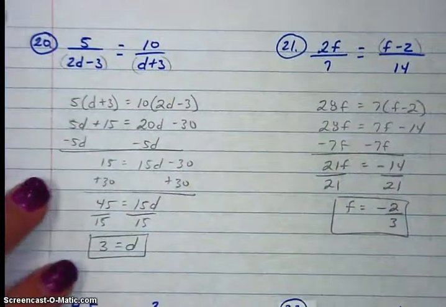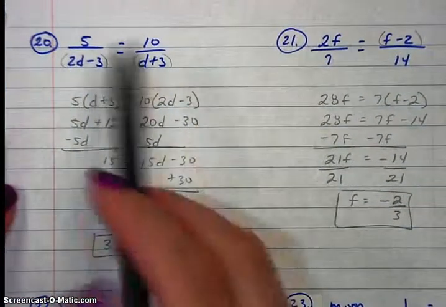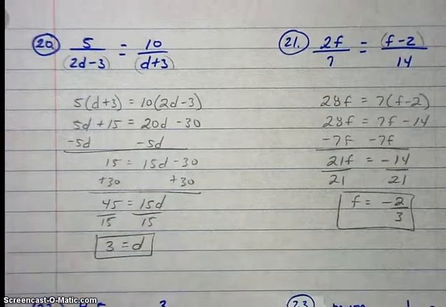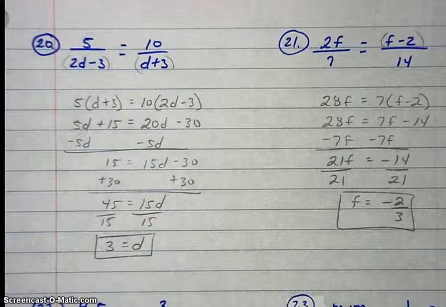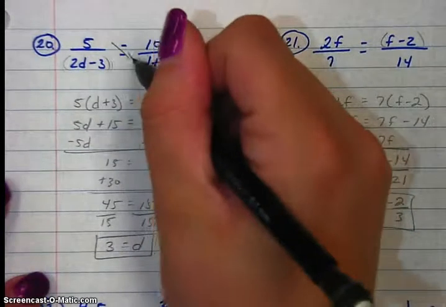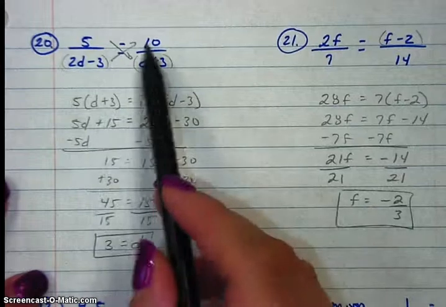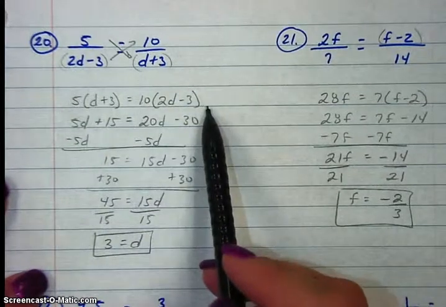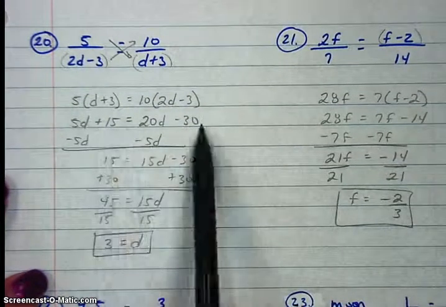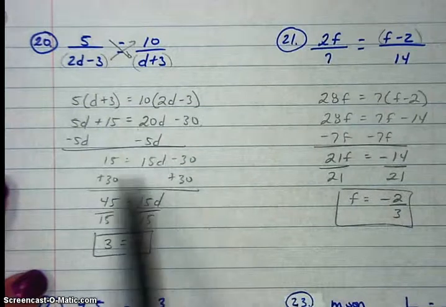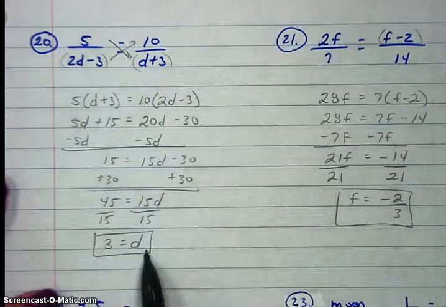Number 20. Now you'll notice on 20 and 21 especially, I put the parentheses around the sums and differences. Remember, I call those married couples. You got to keep them together. So when you cross multiply, you have to do 5 times the sum of d plus 3. 10 times the sum of 2d minus 3. Distribute. Subtract 5d from both sides is what I chose to do. Solve, and you end up with d equals 3.